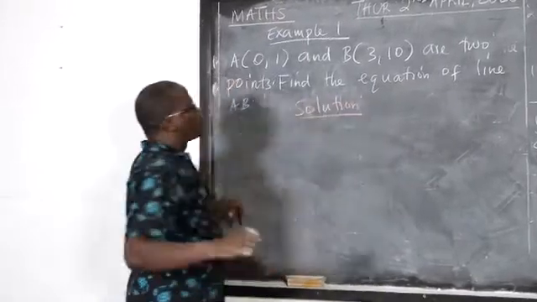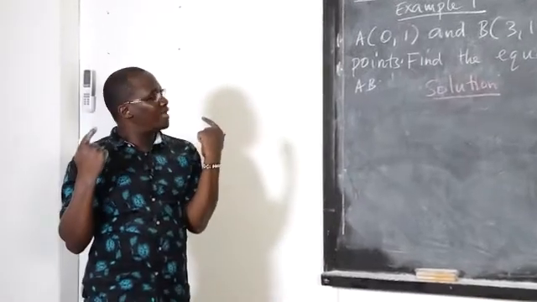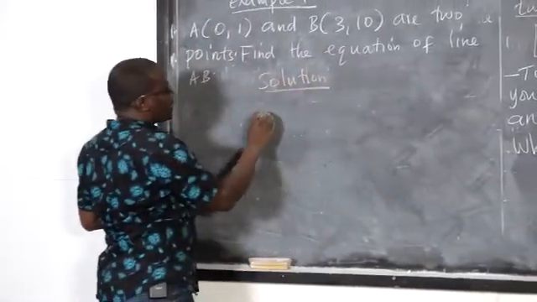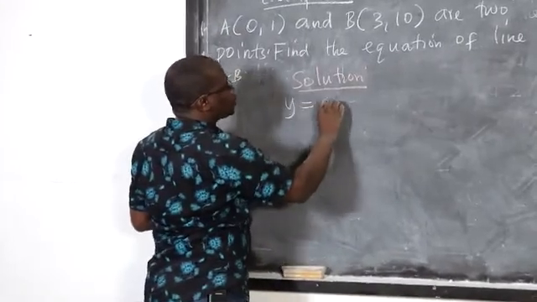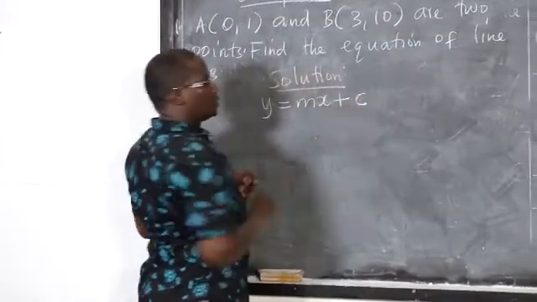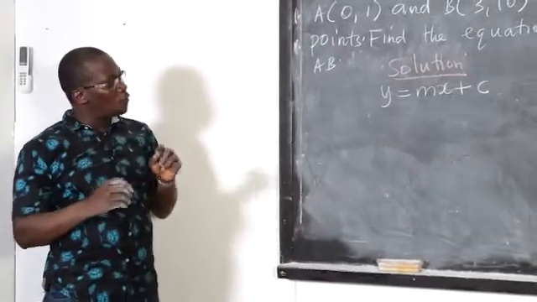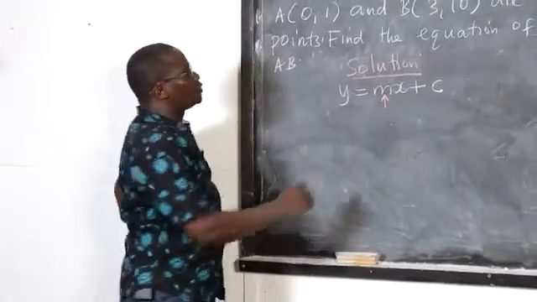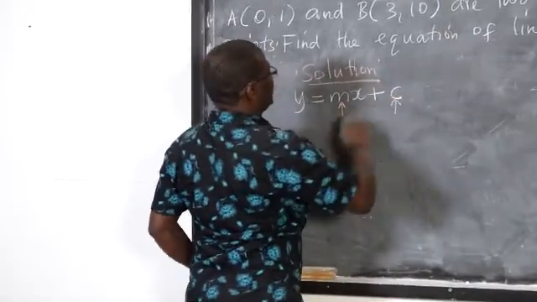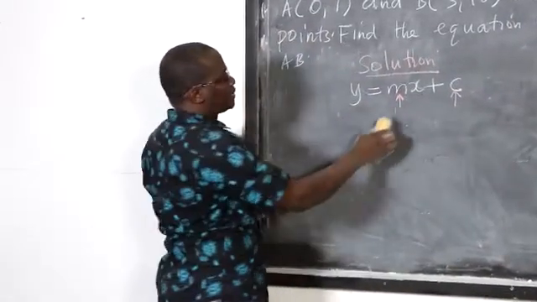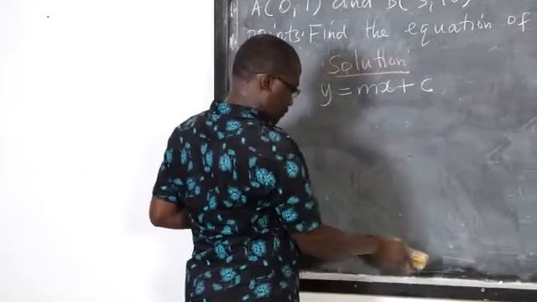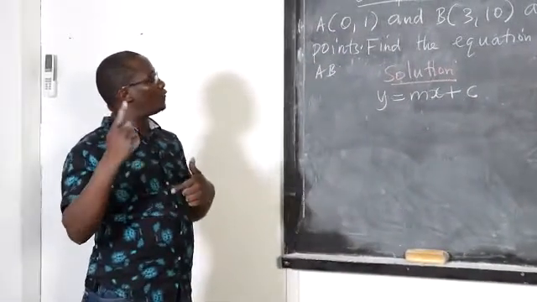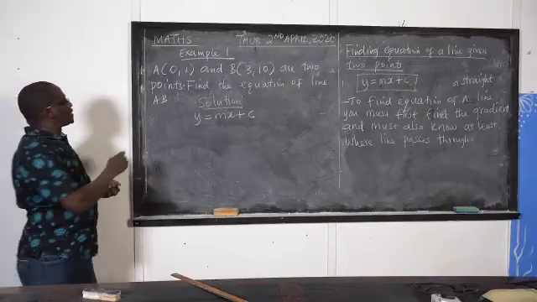So when I'm told to find the equation of a straight line, what should ring into your mind is the form of the equation: y equals mx plus c. So once you know this, you'll know that you need to have m, and you also need to have c, where m is the gradient and c is the y-intercept. So the first thing that we need to do is to find the gradient. Just like we said before, label the points. That's the first thing.